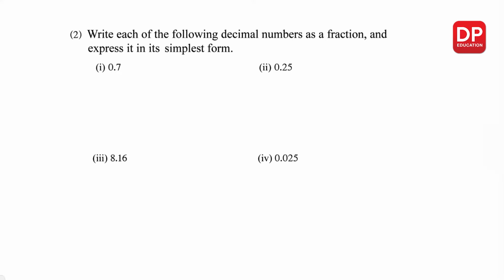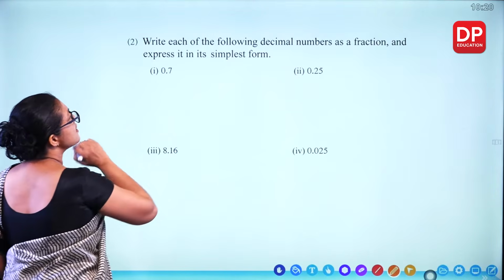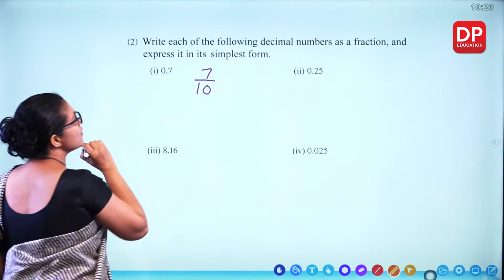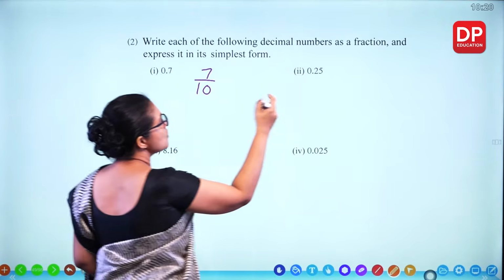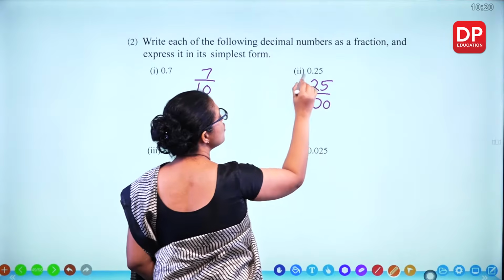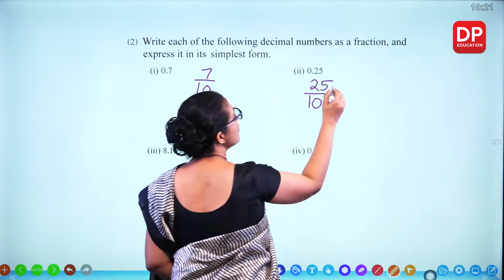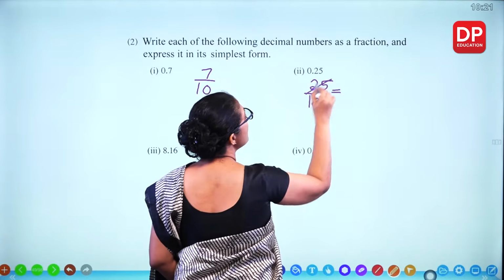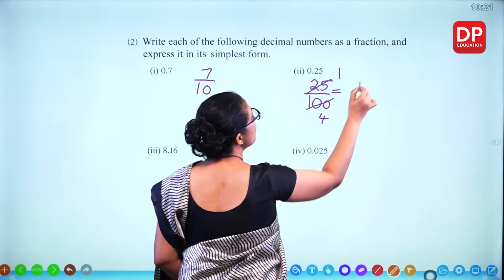Question number 2. Write each of the following decimal numbers as a fraction and express it in its simplest form. So one decimal place. You can write 7 over 10. So that's the simplest form. This one 25 over 100. 0.25. 2 places are there. You can simplify further. Divide by 25. 1 and 4. So 1/4.